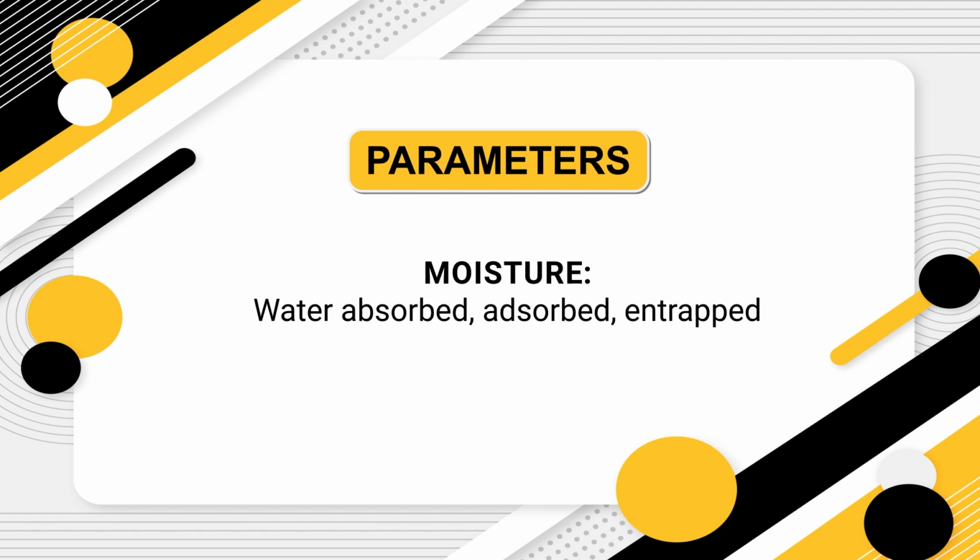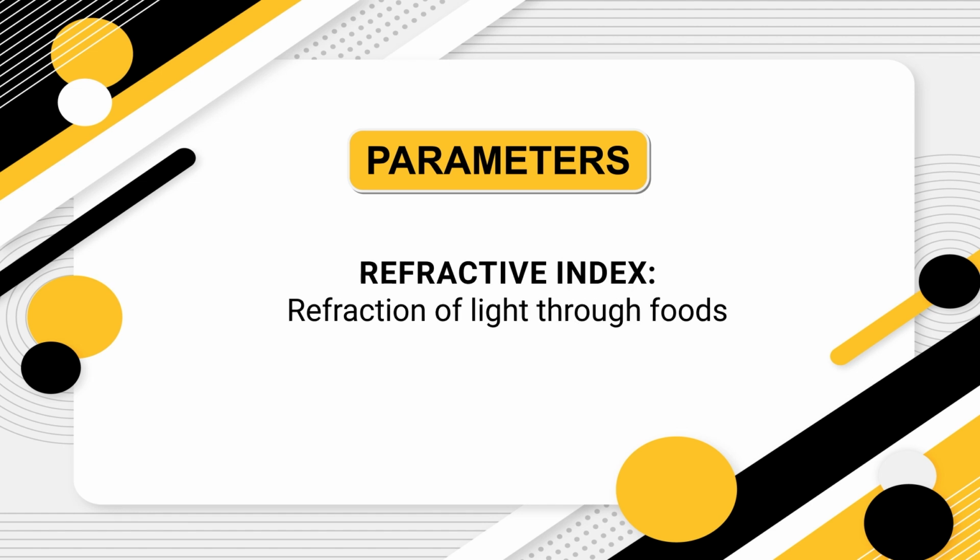Then we'll discuss moisture, which means the water which is there in the food products in the absorbed form, in adsorbed form, or entrapped within the pores very deeply and very strongly, almost like chemically bound. Refractive index, that is refraction of light through foods. As we know, when light interacts with matter, there is the phenomenon of reflection, and the other one is refraction. Refraction means when the light moves through a medium and goes from a lighter medium to a denser medium, the angle of refraction lowers down.